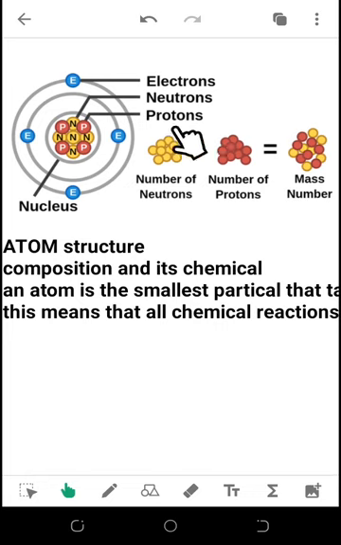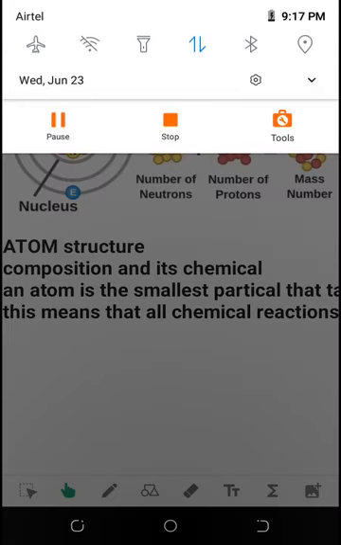Now, these electrons take part in chemical reaction. The chemical nature of an atom is not determined by the neutron or proton. Instead, it is determined by the electrons.